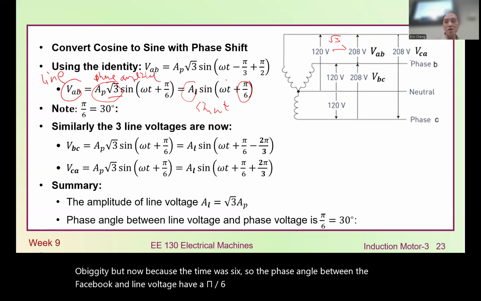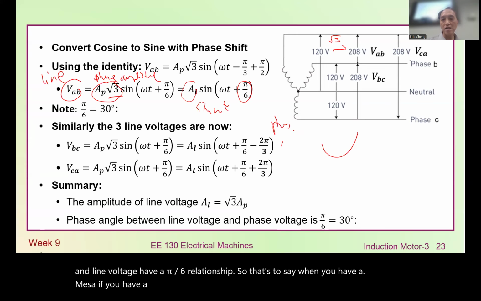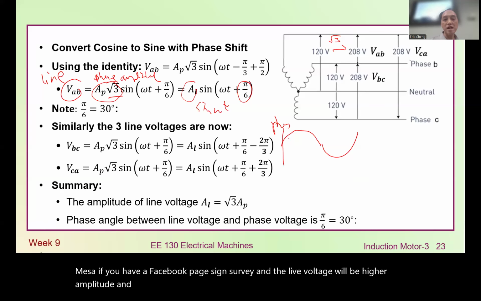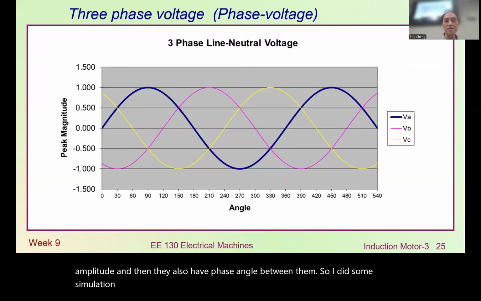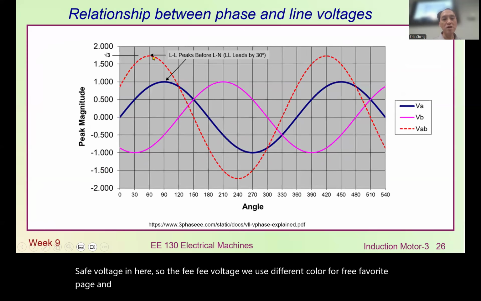So that's to say, when you have a sine wave for the phase voltage, the line voltage will have a higher amplitude, and they also have a phase angle between them. I did some simulation testing, like in here. Here we have the 3-phase voltage, and we use different colors for the 3 phases. If we go for the line voltage, you can see there's a phase angle between them.